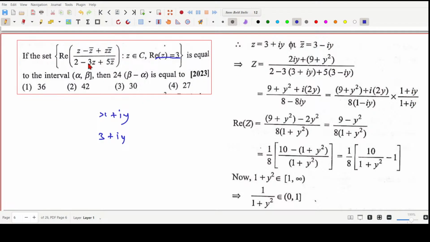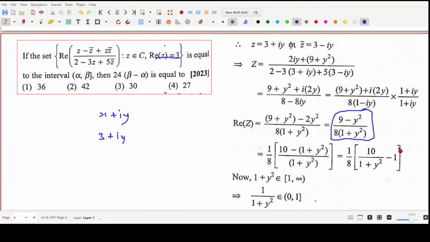In this equation, you take the real part, and the real part you are getting as this. Agreed? Yes, sir. Real part you are getting as this. Now what we have to find is this real part, what all values it can take. This is the real part. We are getting this as the real part.